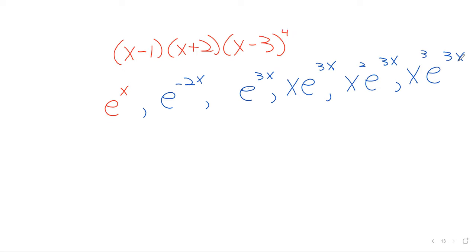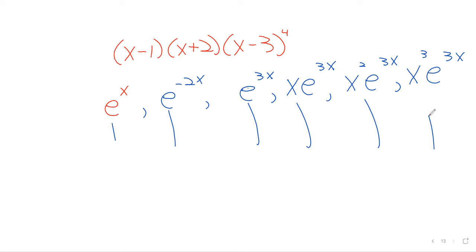And this was sixth degree. Four plus one plus one is six. So we needed six linearly independent solutions. And we have 1, 2, 3, 4, 5, 6, exactly what we needed. So that's repeated roots. And that's also this section.